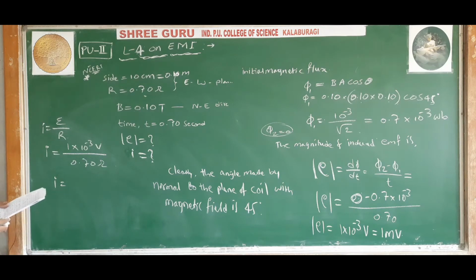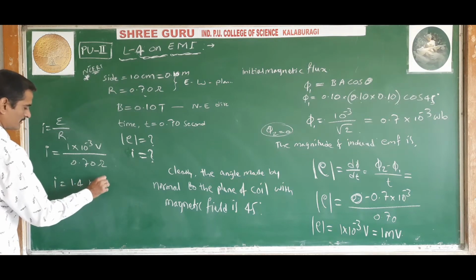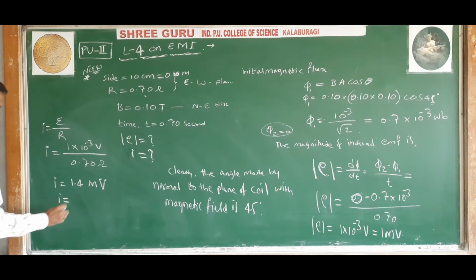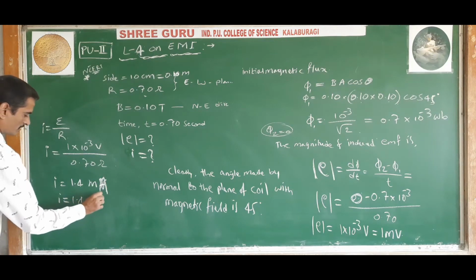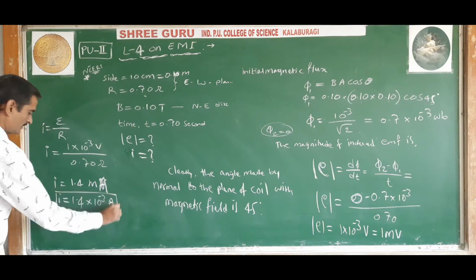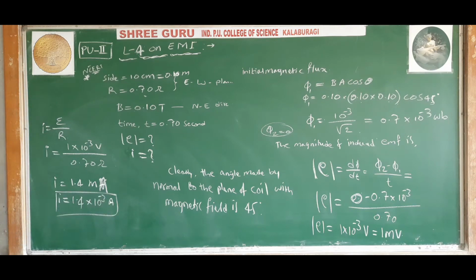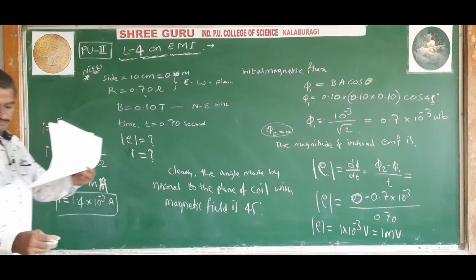On simplification, I'll tell the answer directly: 1.4 milliampere, sorry, not millivolt, milliampere. That is 1.4 into 10 to the power minus 3 ampere. So this is the answer. Okay, so understood the question?